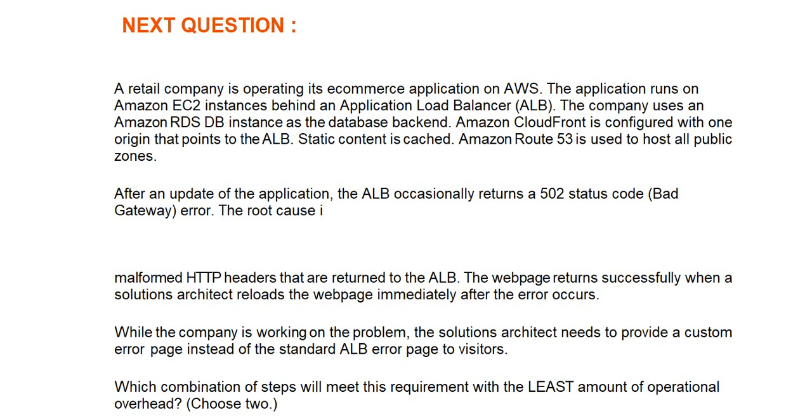After an update of the application, the ALB occasionally returns a 502 status code, bad gateway error. The root cause is malformed HTTP headers that are returned to the ALB. The web page returns successfully when a solutions architect reloads the web page immediately after the error occurs.